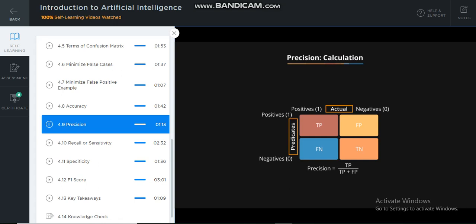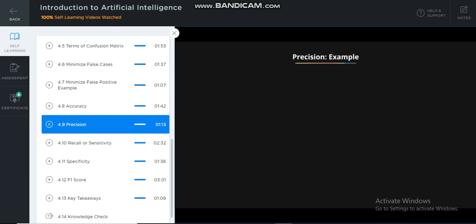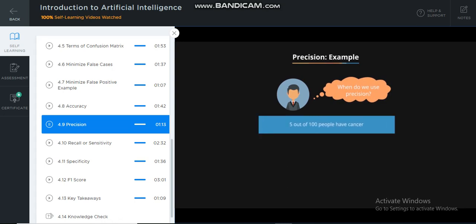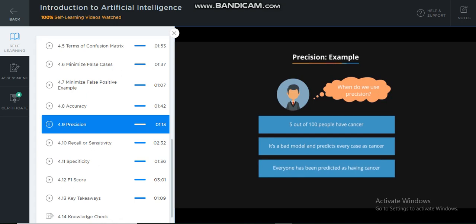The predicted positives were people predicted as cancerous, true positives and false positives, and the people actually having cancer are true positives. For example, consider the previously discussed scenario where only 5 out of 100 people have cancer. Let's say our model is very bad and predicts every case as cancer. As everyone has been predicted as having cancer, the denominator, true positives and false positives, is 100. And the numerator, which is the person having cancer and the model predicting as cancer, is 5. So, in this example, we can say that the precision of the model is 5%.